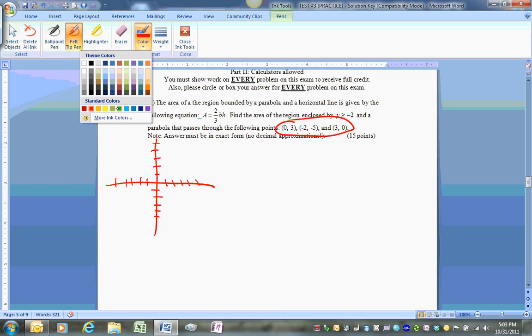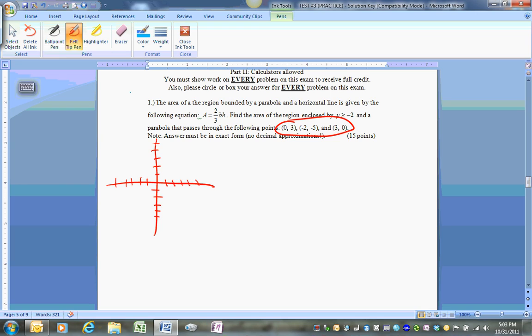And let's change colors so we can plot. So -2, -5, which is right here. 3, 0, which is right here. And 0, 3, which is right here. And of course, y greater than -2. It's kind of like that.